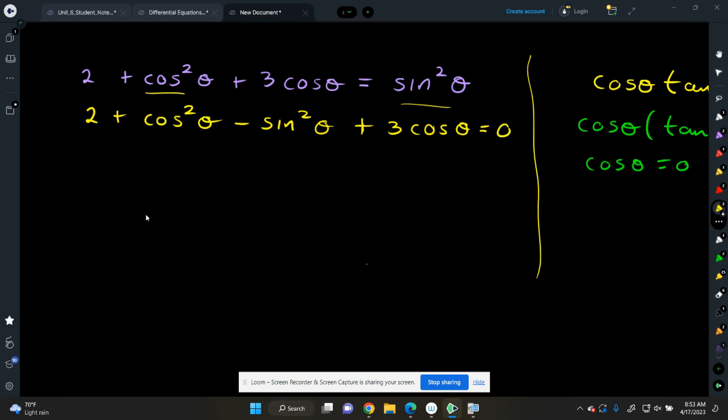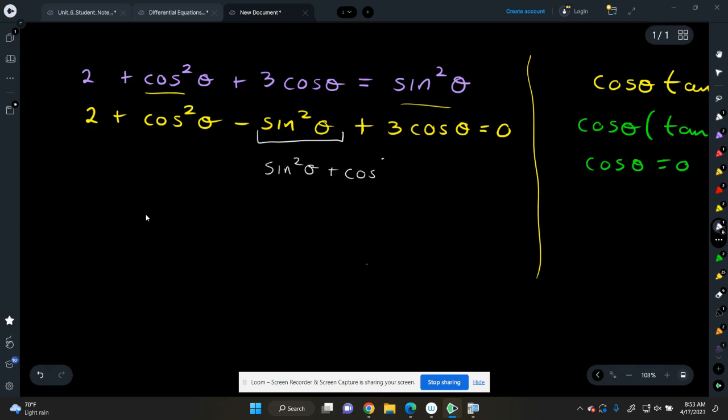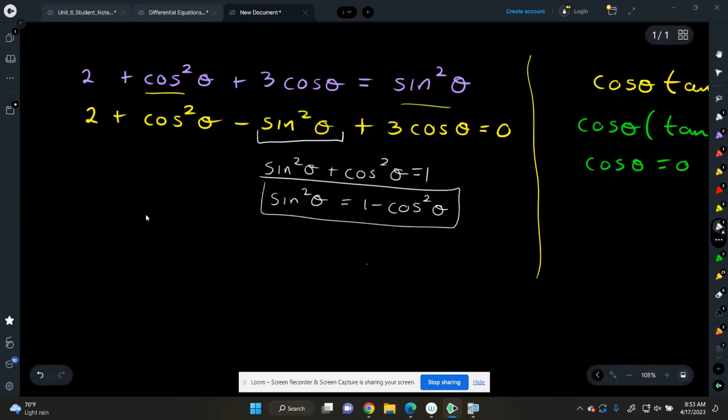What do we know about cosine squared or sine squared? They equal 1, yes. Sine squared is one of my Pythagorean identities. Remember, sine squared theta plus cosine squared theta equals 1. That's one of my identities. So that means that sine squared theta is equal to 1 minus cosine squared theta.